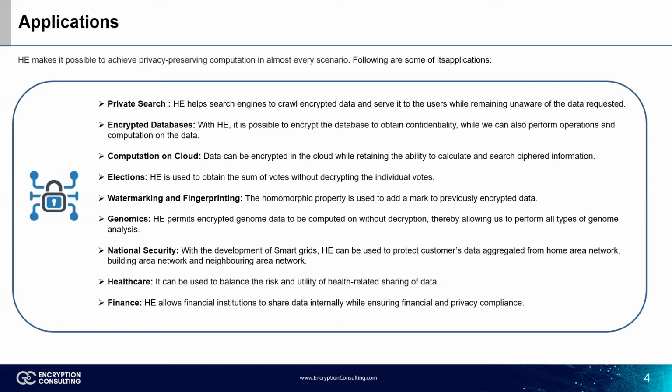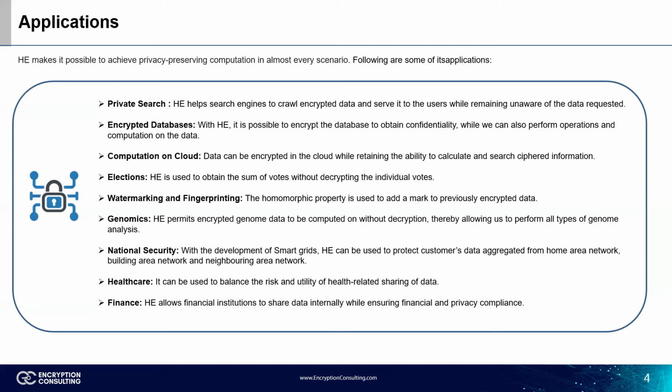Moving on to national security. With the development of smart grids, homomorphic encryption can be used to protect customers' data aggregated from home, building, and neighboring area network. Next is healthcare. HE can be used to balance the risk and utility of health-related sharing of data. Last we have finance. HE allows financial institutions to share data internally while ensuring financial and privacy compliance.